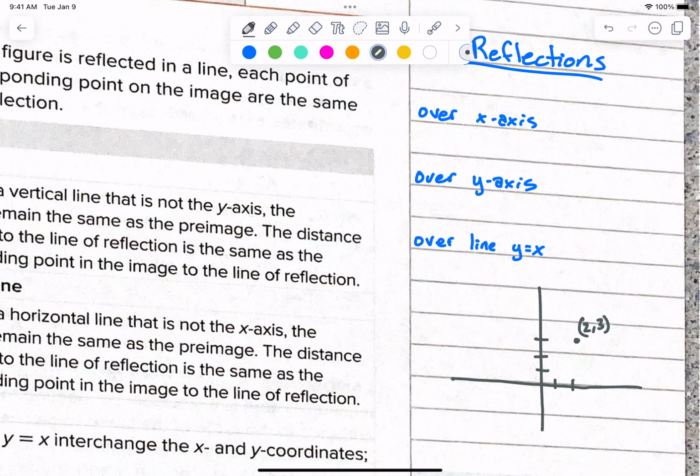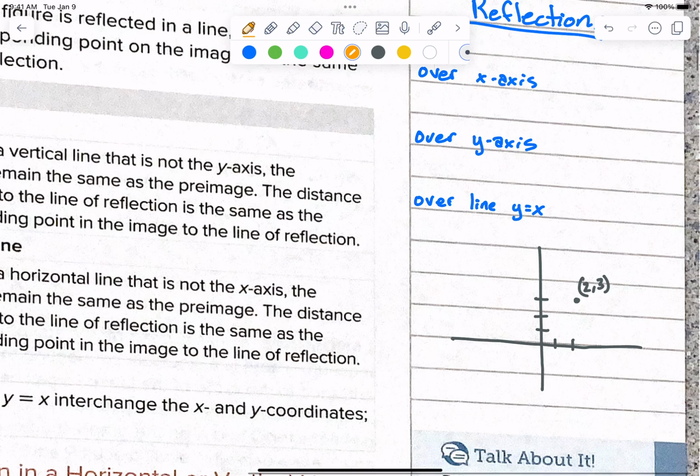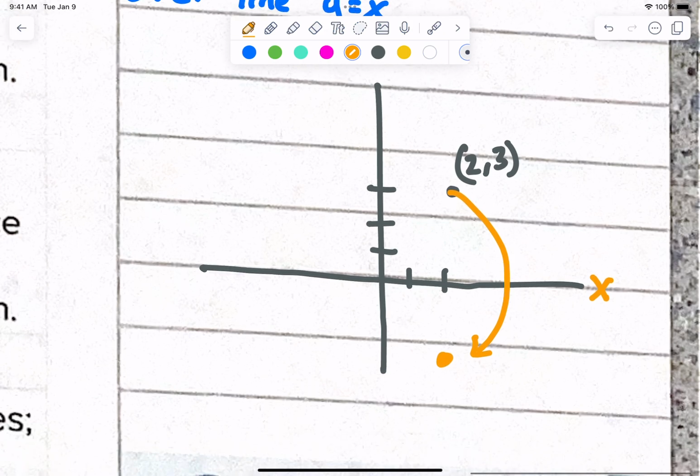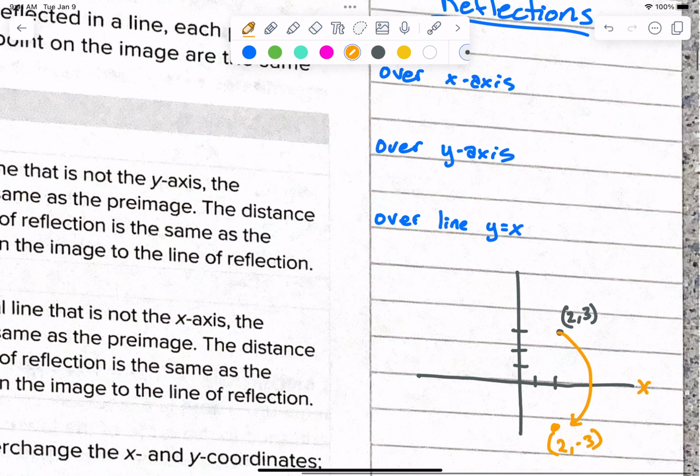All right. So whenever we're talking about reflections and we're trying to establish the rule, I always pick the point (2, 3). If I take that point (2, 3) and I reflect it across the x-axis, which means it goes down, what will the coordinates be? (2, -3). So if you're going over the x-axis, what's the rule? (x, y) becomes (x, -y). The y becomes negative. Do we remember that from chapter 1?